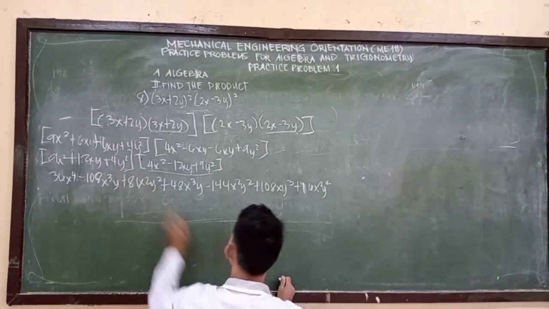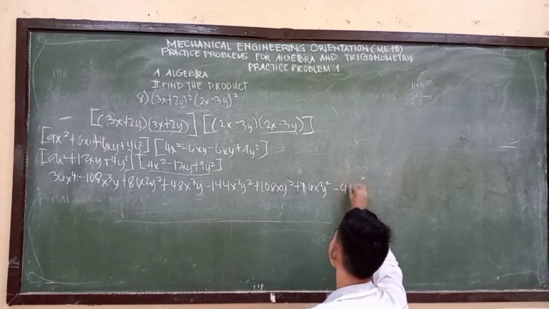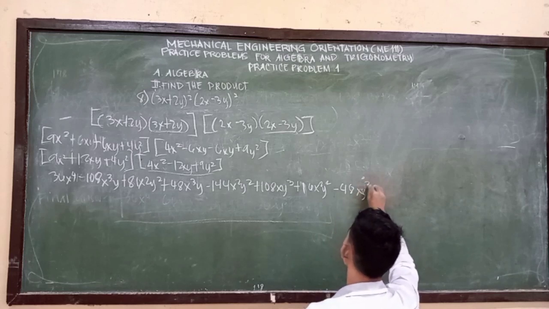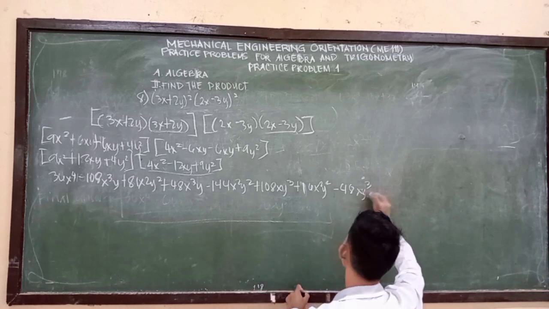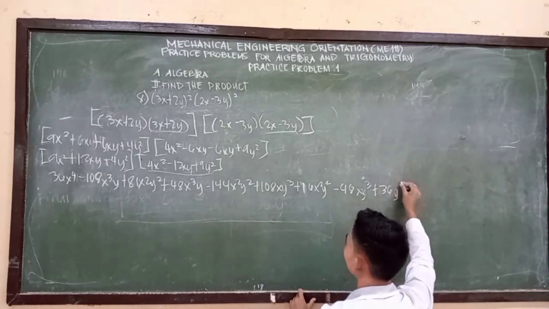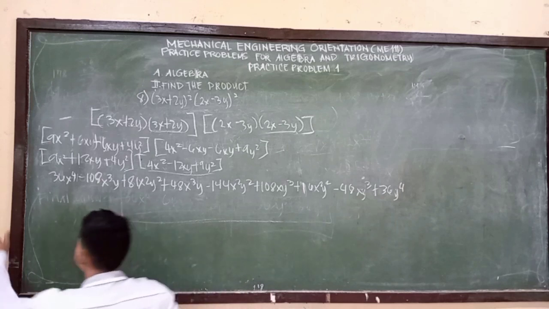Then 4y squared times negative 12xy will give us negative 48x y cubed, and then 4x squared times 9y squared will give us 36y to the 4th. And now for our final answer.